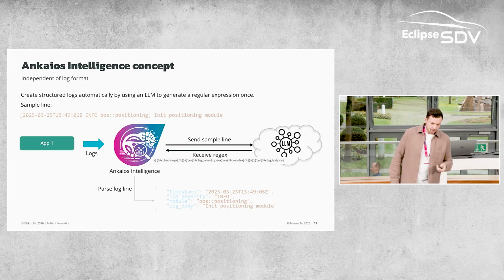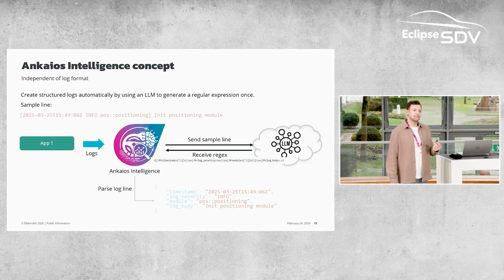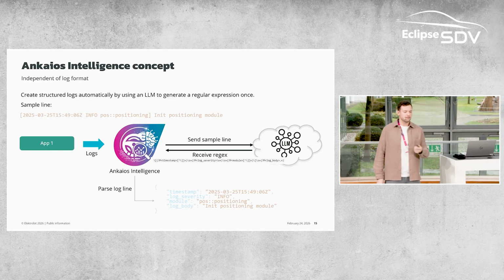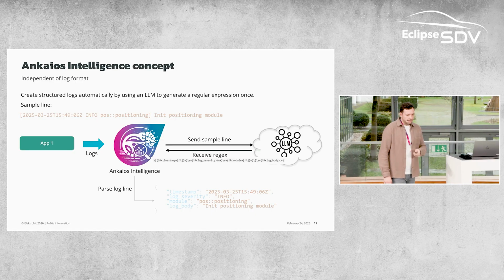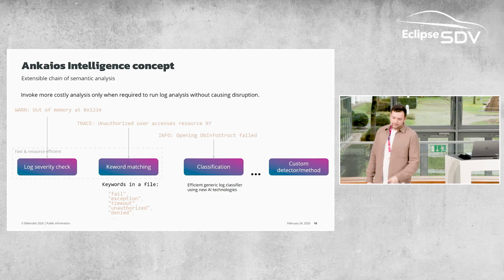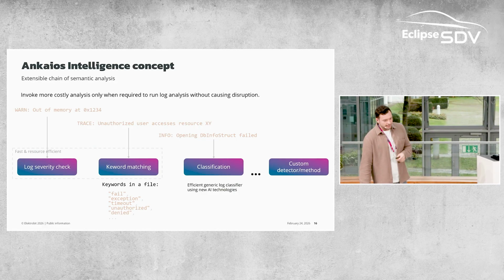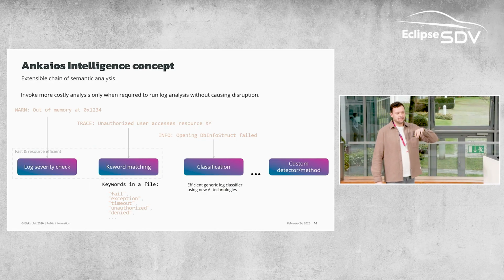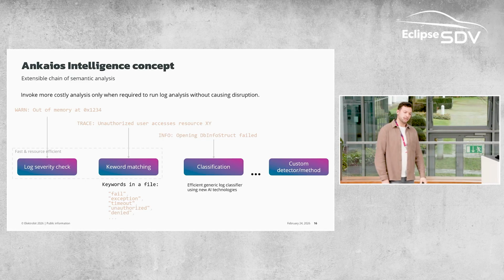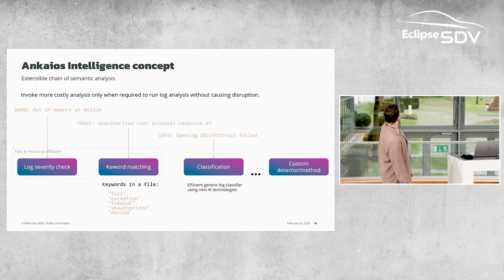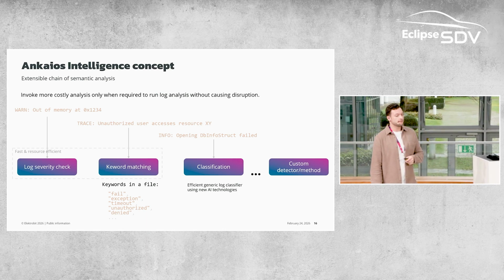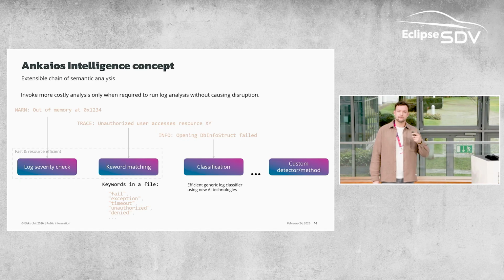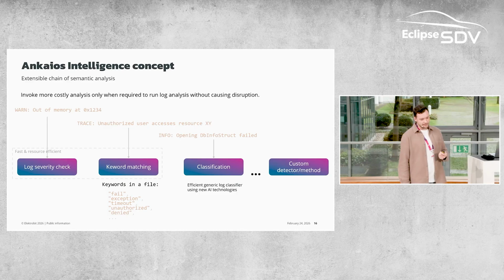But we have a structured log now and don't have to specify every kind of regular expression manually or some log templates we all know from the past. That's unhandy. Okay, now let's go into the semantic analysis chain. And of course, we still have some fast and resource-efficient anomaly detectors. And the idea is to invoke more costly analysis only when required to run, because we want to run log analysis without causing disruption on running deployments.